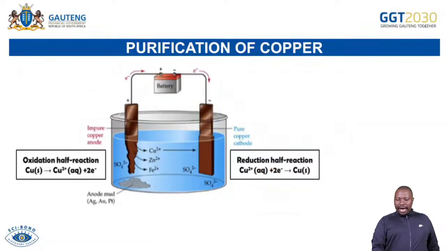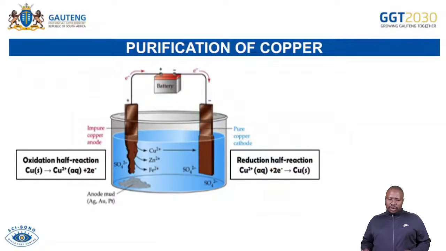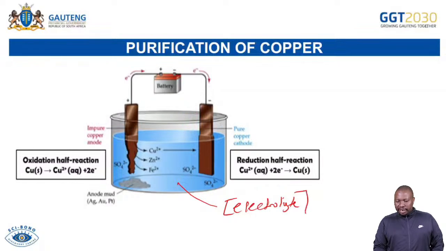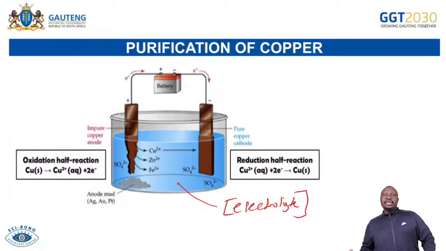We have the impure one that must lose electrons, copper must lose electrons. You can see it's decreasing in mass because it's losing electrons. And when you go to your pure copper, there is gaining of electrons. Hence you can see that it increases in mass, but the reaction is the same. Hence the concentration of the electrolyte remains constant, because the rate of oxidation is equal to the rate of reduction.